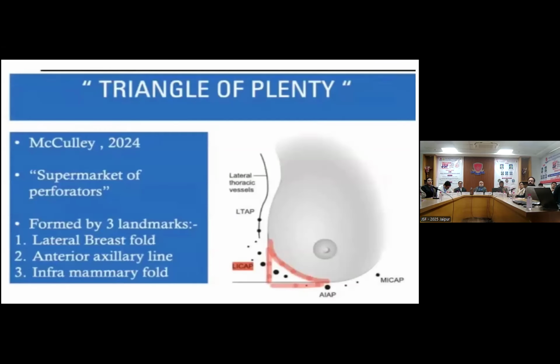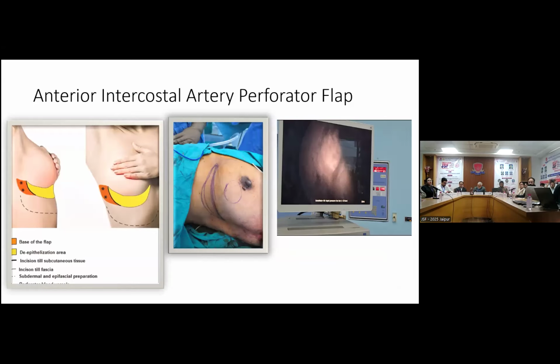And we have perforator-based flaps: ICAP, MICAP, LICAP, LTAP, TDAP, etc. So we have intercostal perforator flaps, lateral thoracic artery perforator flaps, and thoracodorsal artery perforator flaps. There's a concept of the triangle of plenty, which is formed by 3 landmarks: lateral breast fold, anterior axillary line, and inframammary fold. Most of these perforators lie in the triangle of plenty.